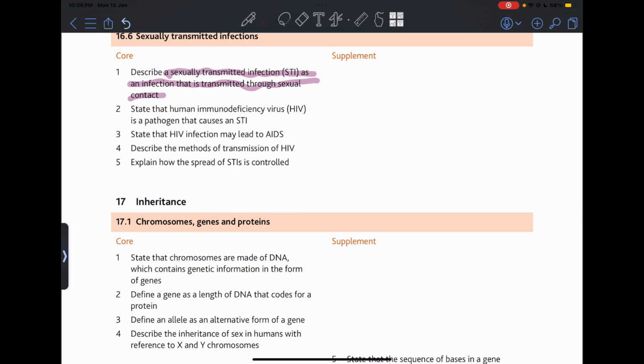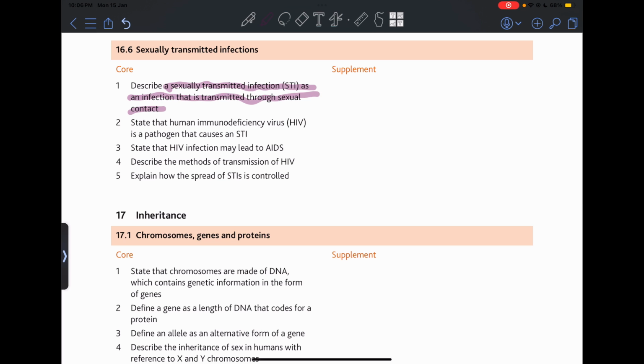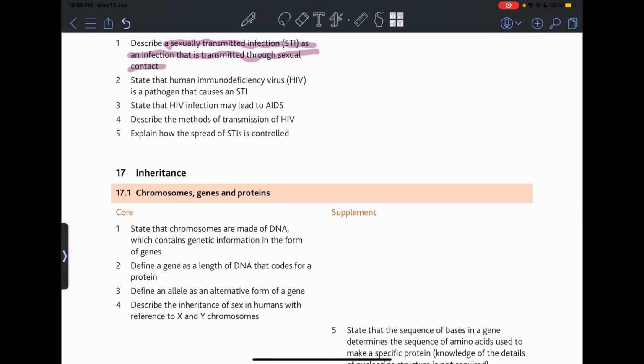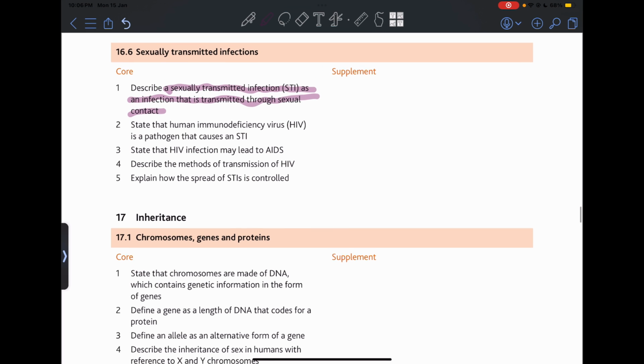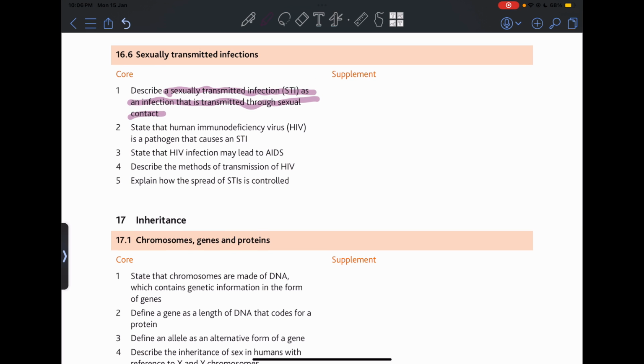And number 3 says state that HIV infection may lead to AIDS. AIDS is very serious and it can take years to know that you actually have AIDS, and it's a really life-threatening disease. Number 4 says describe the methods of transmission of HIV. Number 5 says explain how the spread of STIs is controlled. So you have to know these methods. All of this is for both extended and core students.